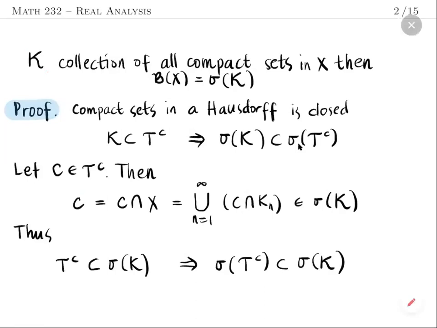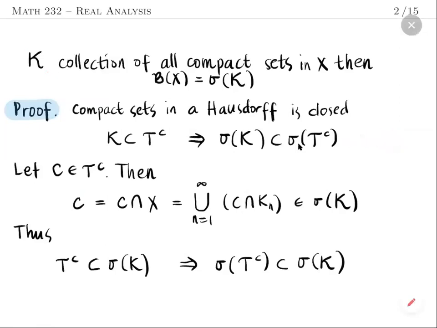In Hausdorff spaces, we know that compact sets are closed, so the collection of compact sets is contained in the complement of the topology, meaning the collection of all closed sets. Since there are more elements in the collection of closed sets than the compact sets, this implies immediately by the definition of the sigma algebra generated by a collection that the sigma algebra generated by the closed sets contains the sigma algebra generated by the compact sets. Okay, and recall that from the first remark, this is the same as the Borel sigma algebra on X.